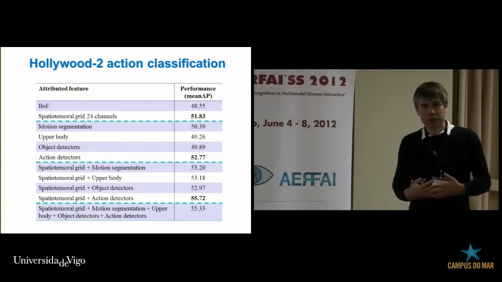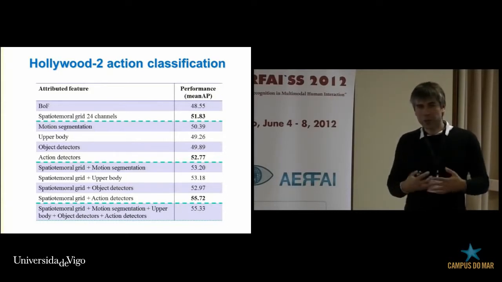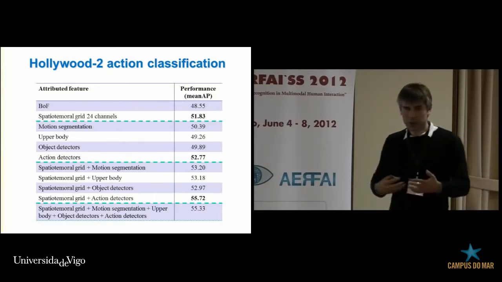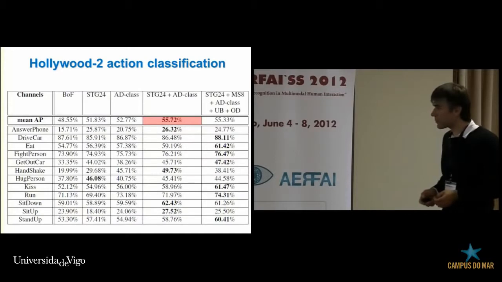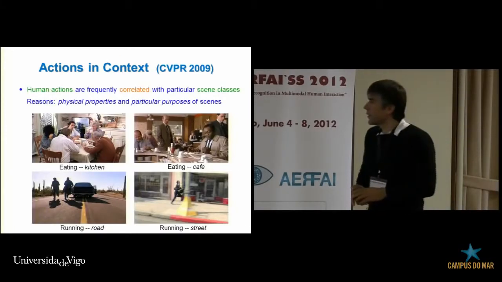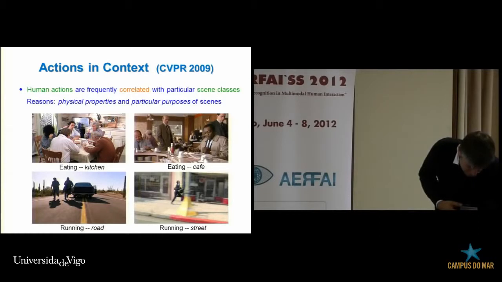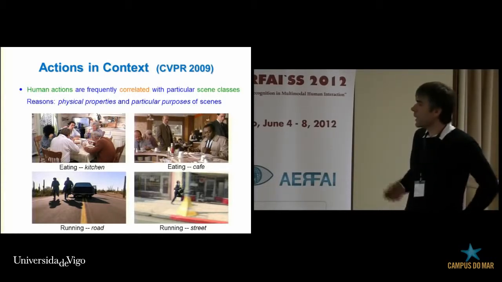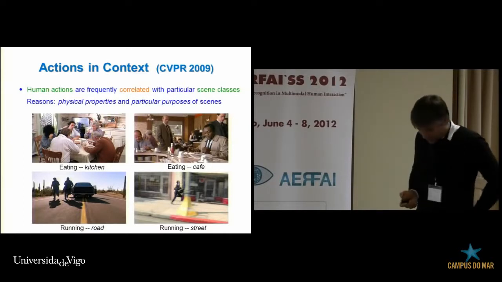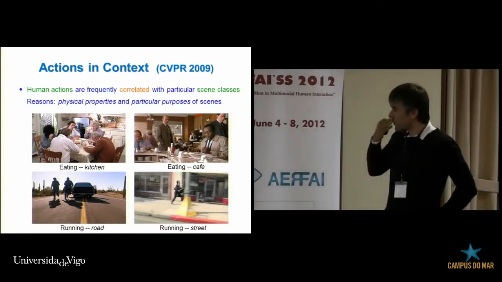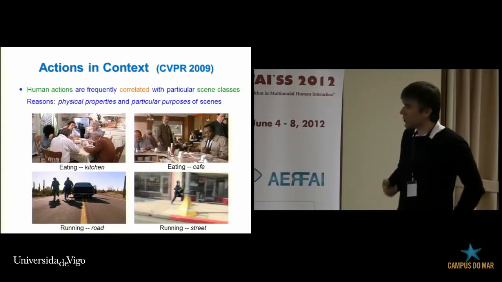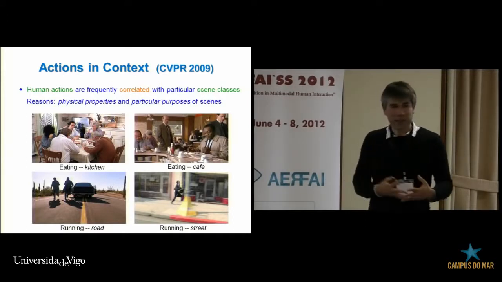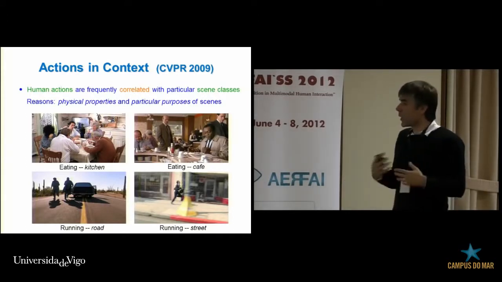For example, if we can train say an action or object detector on a separate set of data, we can combine it with a bag of words and get some better performance. Okay, so this is work which we also did two years back. The intuition of this work is to combine action recognition with scene analysis. Okay, so why is it interesting?